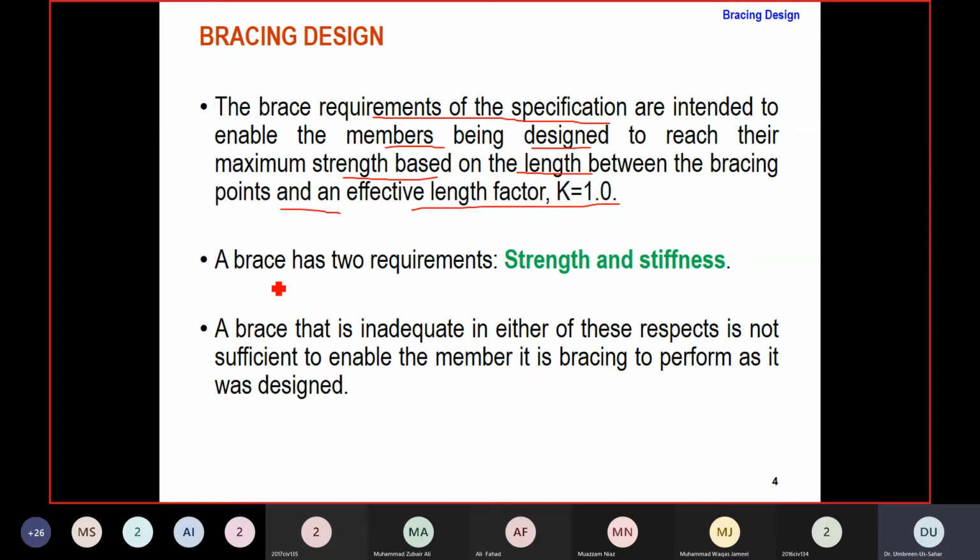So finally what we can conclude is that the brace has two basic requirements, strength and stiffness, that you need to keep in your mind. You have to remember all the time, if you are designing a brace, that these two requirements should be satisfied, the strength and the stiffness of the brace. The stiffness means the stability, and strength of the member. A brace that is inadequate in either of these respects is not sufficient to enable the member to perform its function as it was designed. So you have to be very careful while designing the brace regarding these two design parameters, strength and stability.